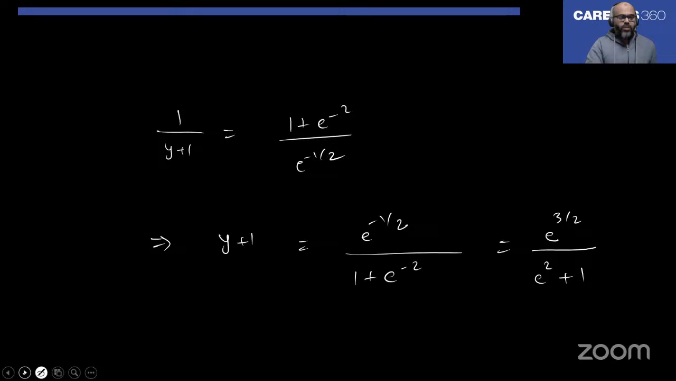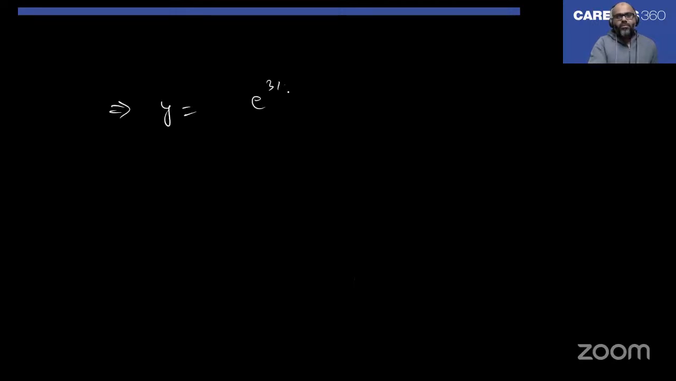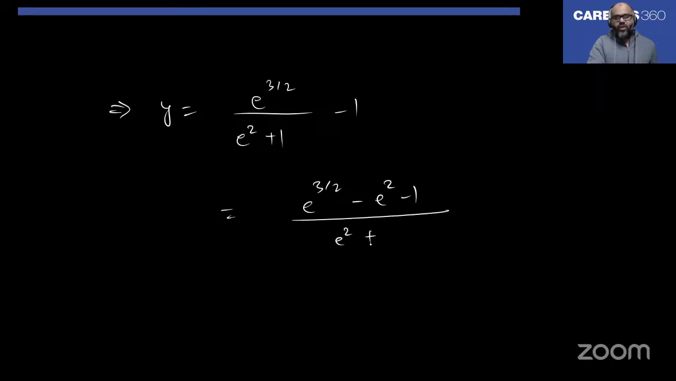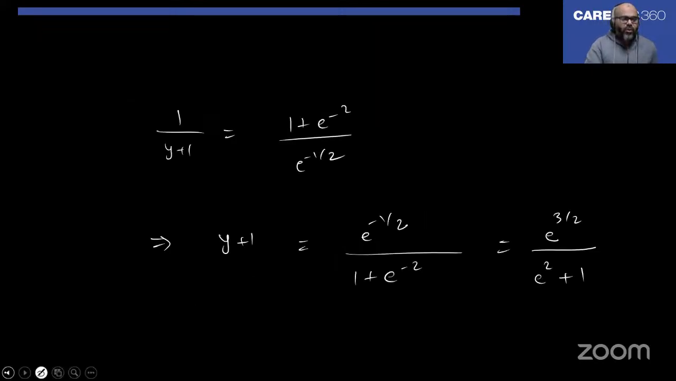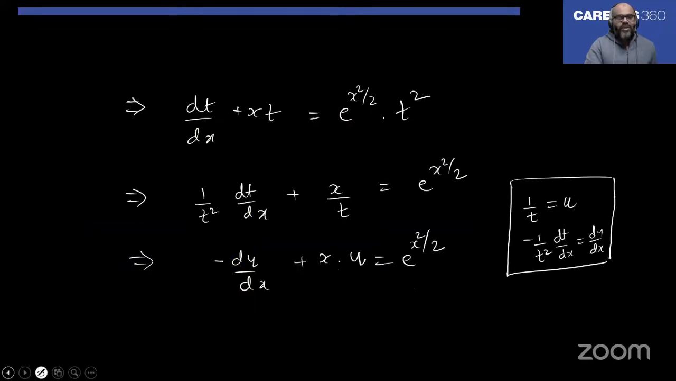Now this gives you y is equal to, you take 1 on the RHS, so e to the power 3 by 2 by e square plus 1 minus 1. So it will become e to the power 3 by 2 minus e square minus 1 by e square plus 1. This is what we are getting here. Now, this is y when x is equal to 1. So what is dy by dx?